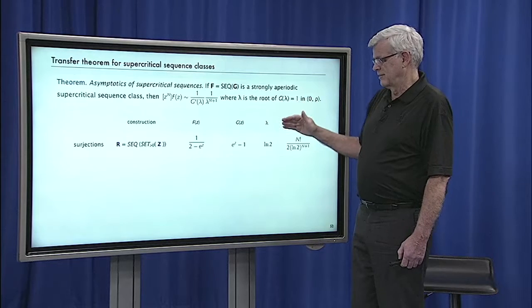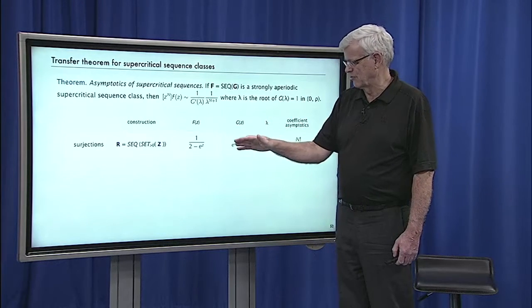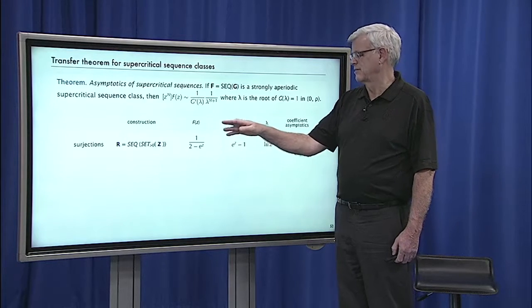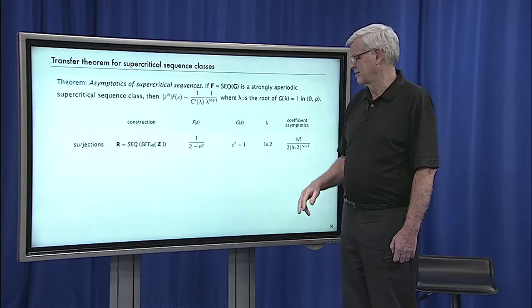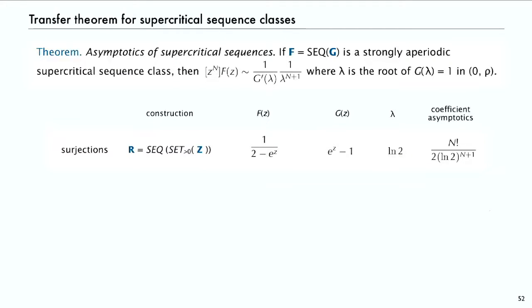So just to look at the examples that we already looked at, for example, for surjections, that's a sequence of non-empty sets. So G of z is e to the z minus 1. And so lambda is where G of z equals 1. So e to the z equals 2, lambda equals log 2. So boom, 1 over log 2 to the n plus 1. And then G prime is just e to the z, evaluated at lambda is 2, and that's it.